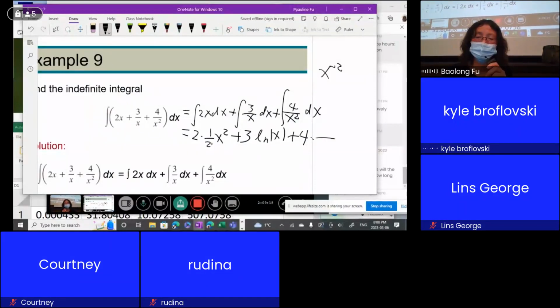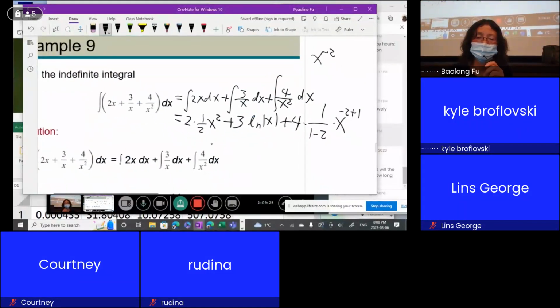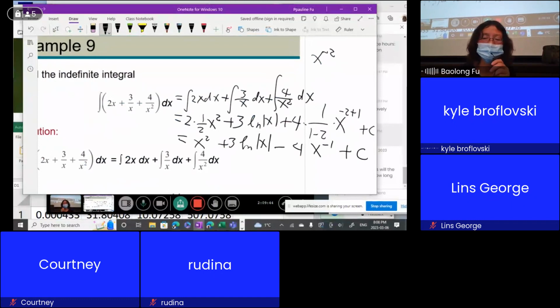So with negative 2, you add 1 to get negative 1, x raised to negative 2 plus 1. Do not forget the plus C, constant. So it is equal to x squared plus 3 ln of the absolute value of x minus 4x raised to power negative 1. This is the final result. Or you could write down 1 over x for this item here.